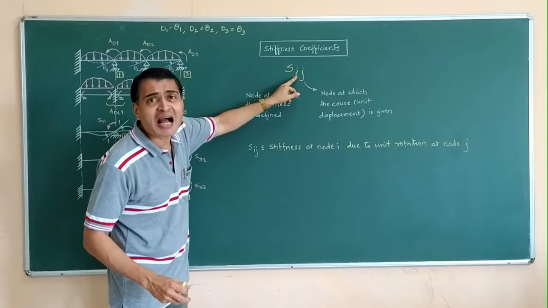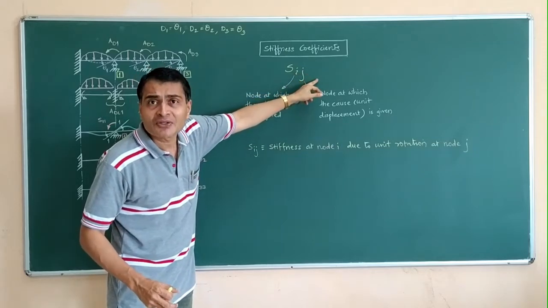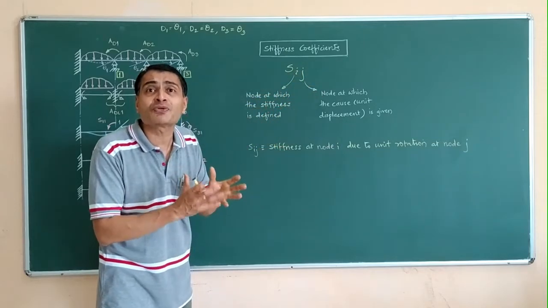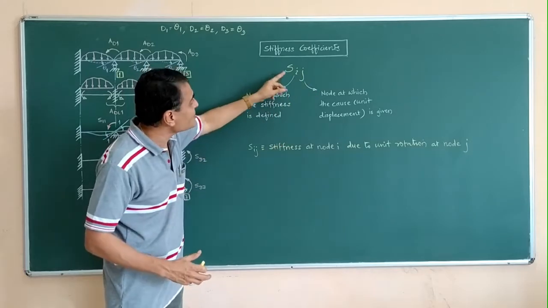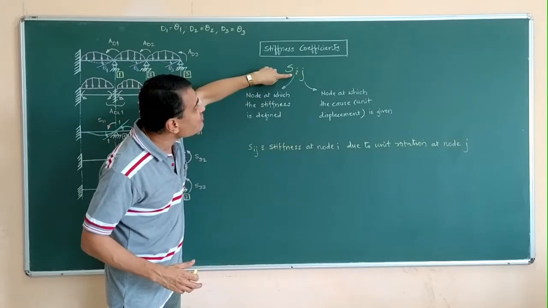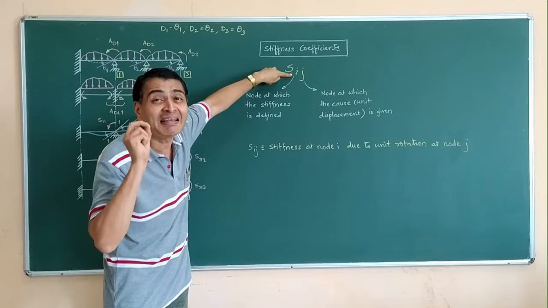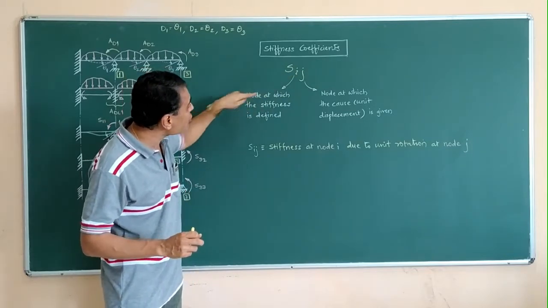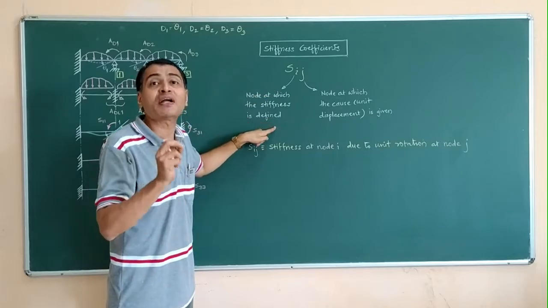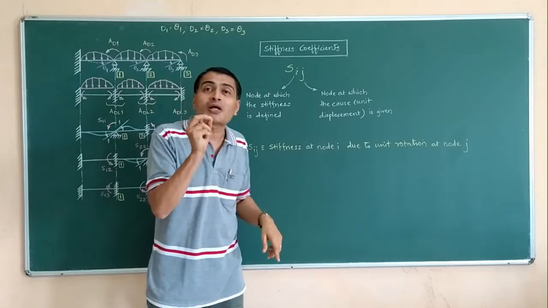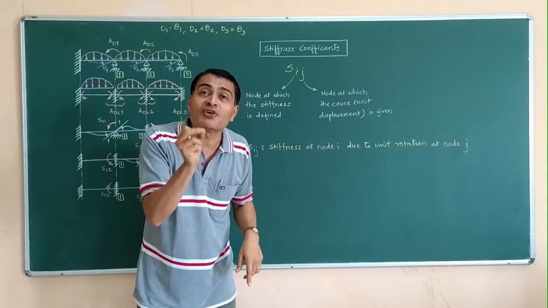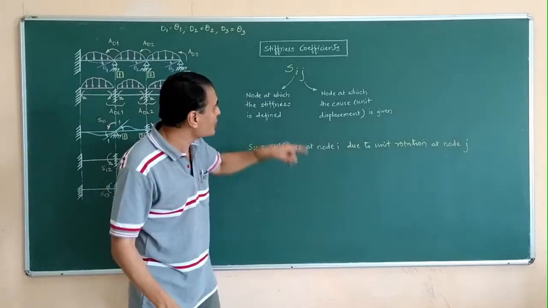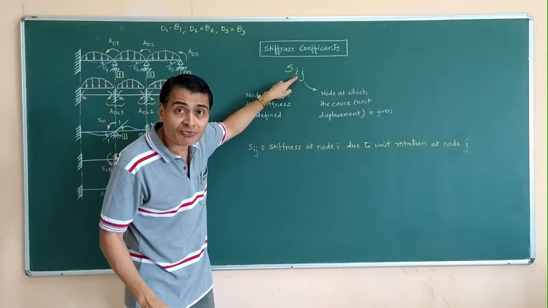Sij, this is how I am defining my stiffness coefficient. What does the first suffix I indicate? It indicates the node at which the stiffness is defined. I am talking about the action at which node? Which location? That is indicated by the first suffix.